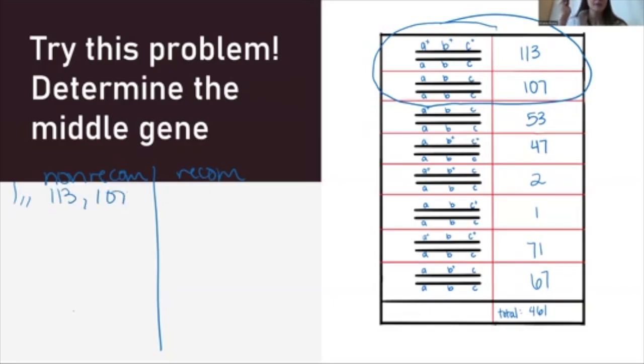And my double recombinants are going to be my smallest numbers, which if you look at the numbers would be 2 and 1. And then in step 2, I'm going to draw it out.